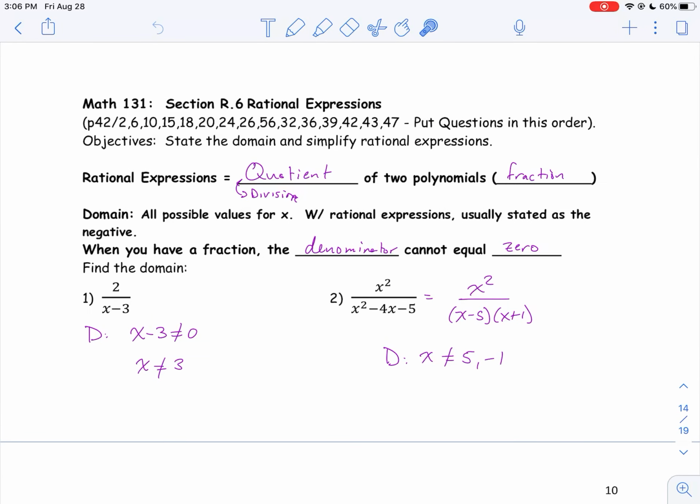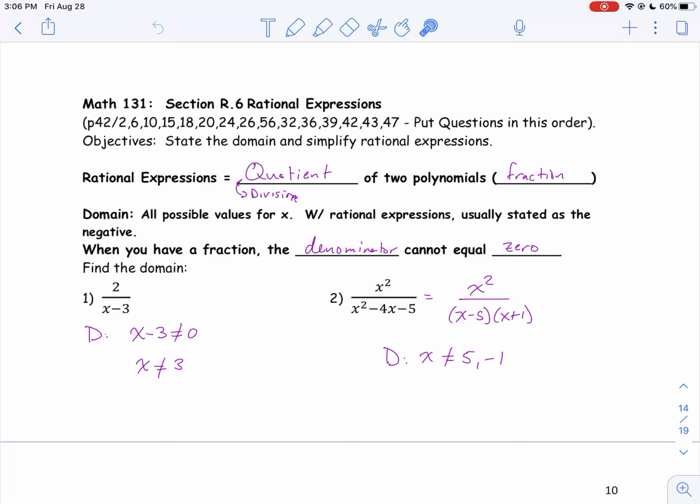With rational functions, just a reminder, the domain is all possible x values. And with rational functions, we usually state this as the opposite, or the negative of that. We look and say, hey, when is the denominator not equal to 0? We've already talked about this some. These problems, find the domain. We've got 2 over x minus 3, so x minus 3 can't be 0, which means x cannot be 3. x can be anything else, just cannot be 3.